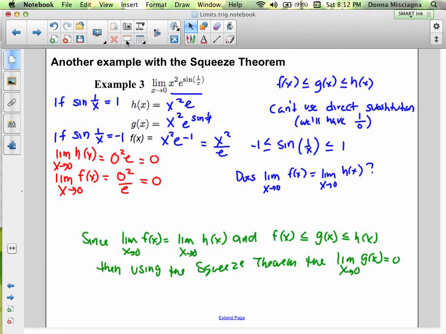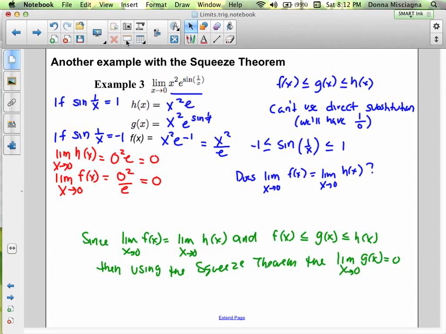All right, so since the limit of f of x as x approaches 0 equals the limit of h of x as x approaches 0, and f of x is less than or equal to g of x is less than or equal to h of x, then using the squeeze theorem, the limit of g of x as x approaches 0 is equal to 0. So I made it nice and compact in this one. Right? So here we use the sandwich theorem. We're going to use the sandwich theorem one more time.